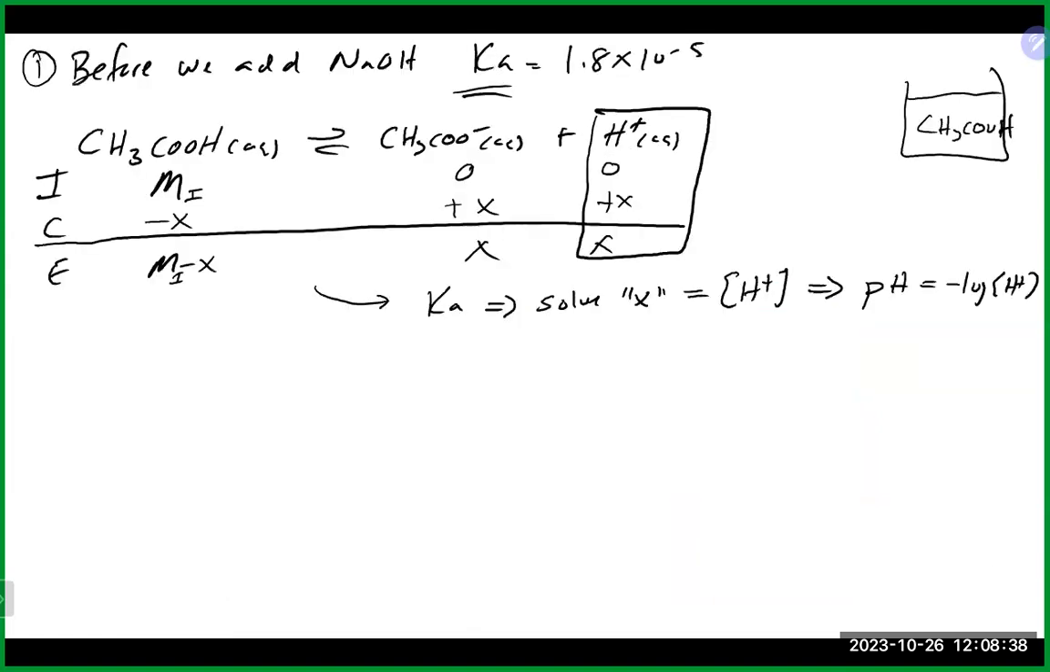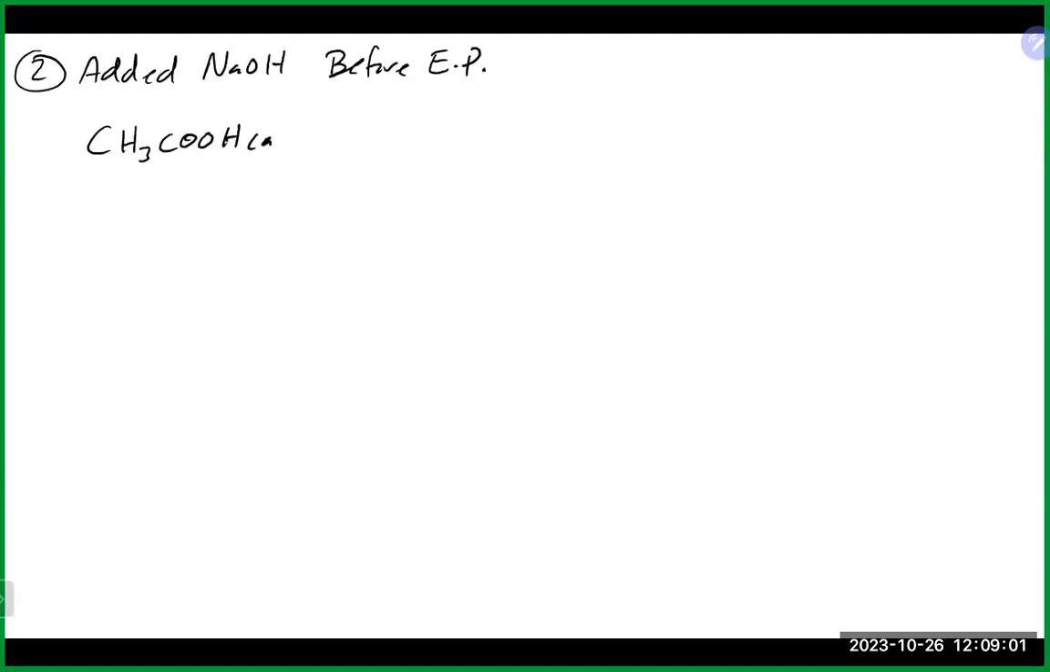So let's talk about what happens here at part number 2, where we have added some sodium hydroxide, but we are definitely before the equivalence point. So when we start adding sodium hydroxide to our acetic acid, we will get that reaction that we saw earlier, which again is our acetic acid plus our sodium hydroxide doing a double displacement reaction and making some sodium acetate and a little bit of water.